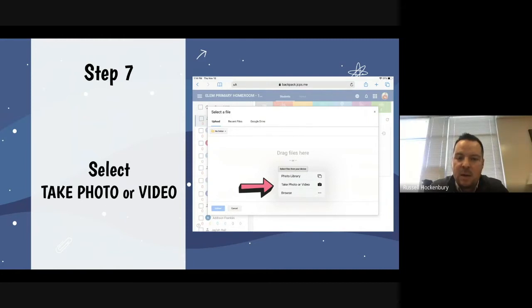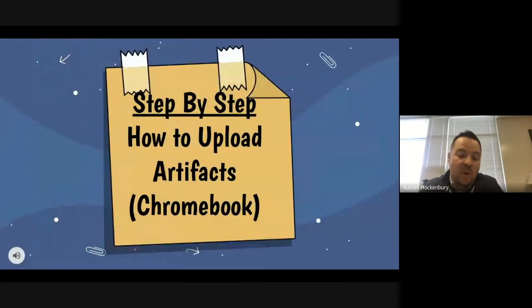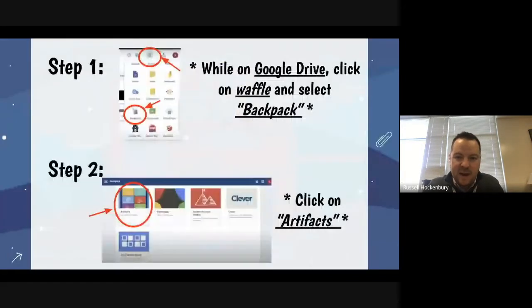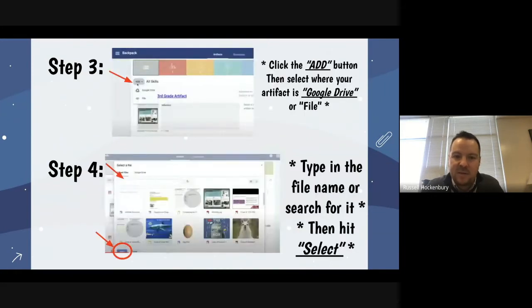So uploading artifacts on a Chromebook, perhaps some of you might have a Chromebook that you're using. It's a little bit different, but it kind of is the same, except it doesn't have that take photo or video option on the file. And so we've got steps on there for you as well. You could just basically go to your Google Drive, and Waffle and Backpack, and this is basically what it would look like on a Chromebook.